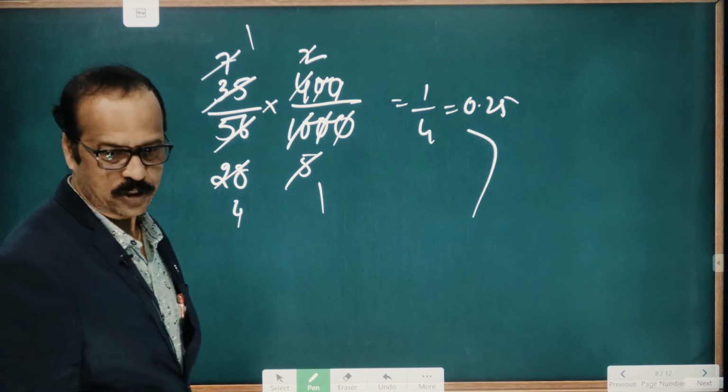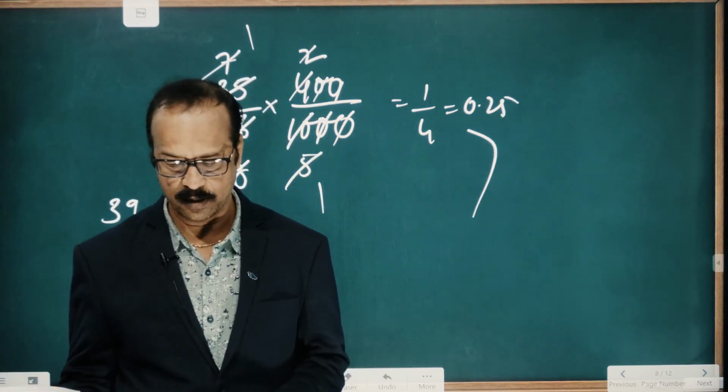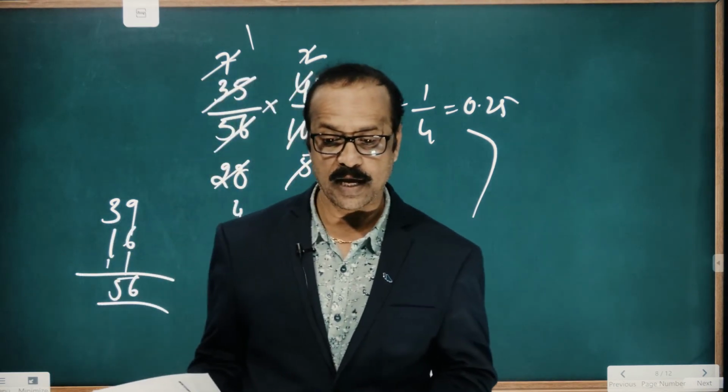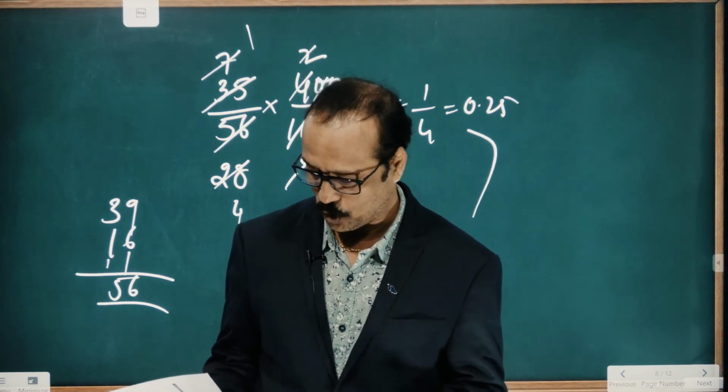Answer should be 0.25, but in the options 0.56 is given. So the answer given there is wrong. So the answer is 0.25 normal. That is the answer.